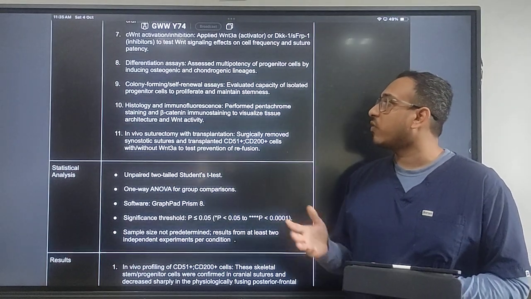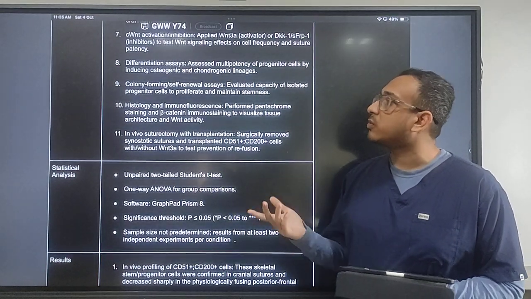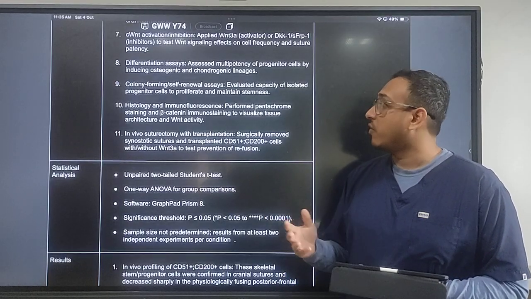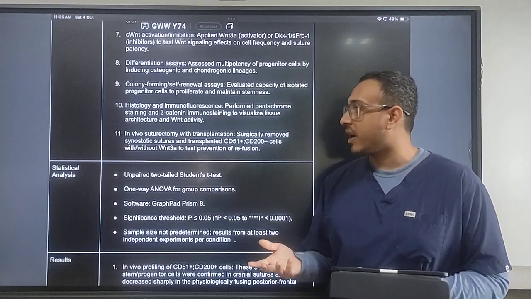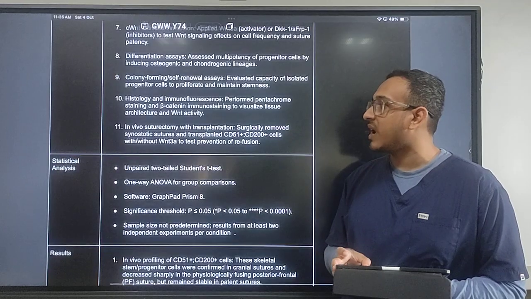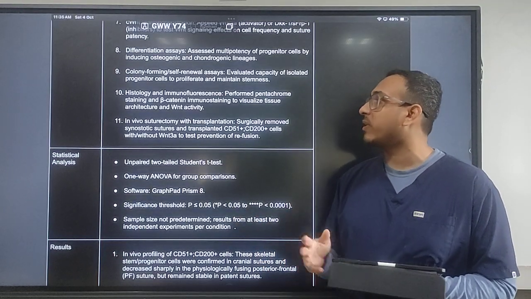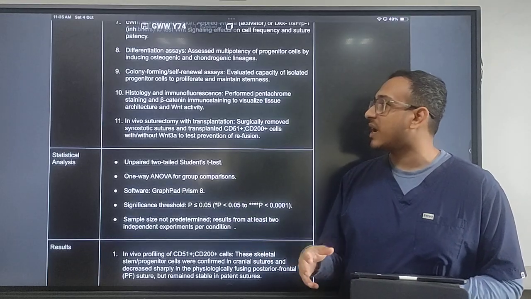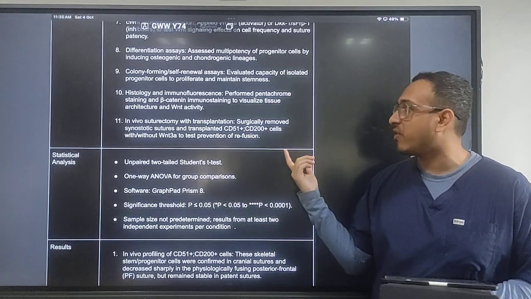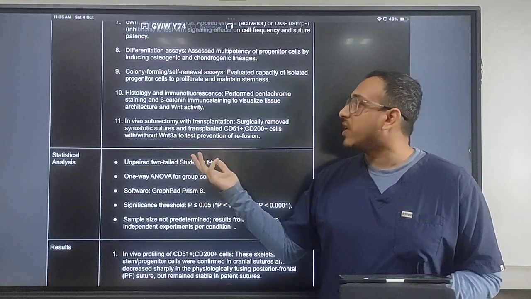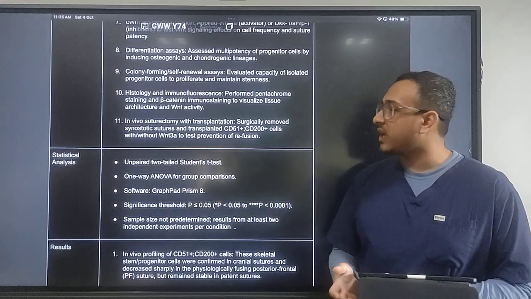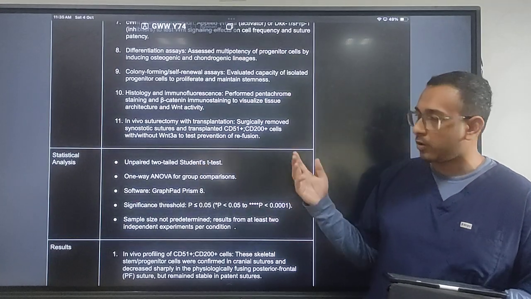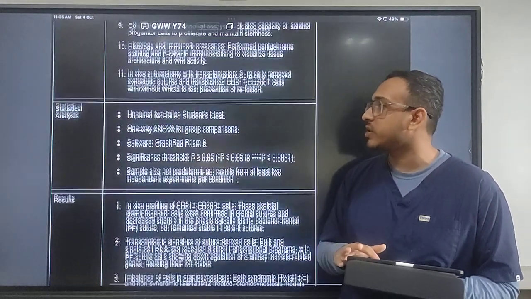For histology and immunofluorescence, they performed pentachrome staining and beta-catenin immunostaining to visualize tissue architecture and WNT activity. And lastly, they did the in vivo suturectomy with transplantation, where they surgically removed synostotic sutures and transplanted CD51 stem cells without and with WNT3A signaling to test the prevention of refusion.